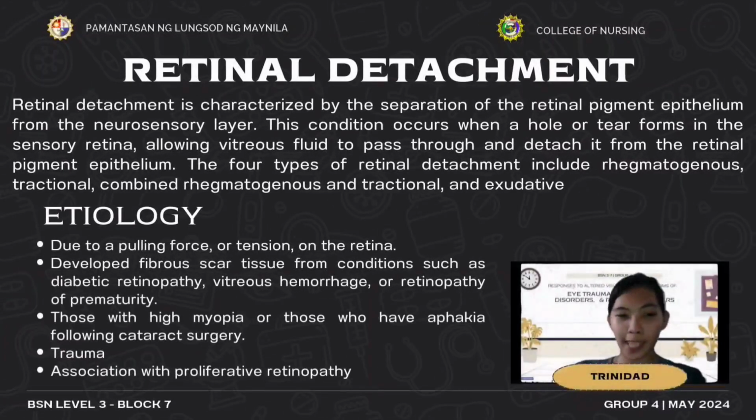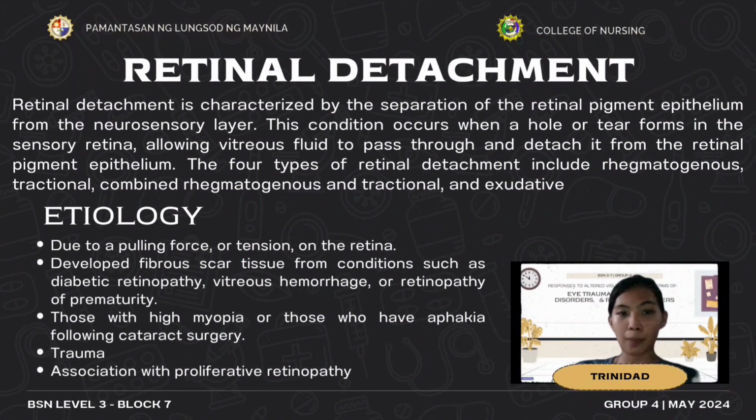Ayan, so for the retinal detachment, it is characterized by the separation of the retinal pigment epithelium from the neurosensory layer. The four types of retinal detachment include rhegmatogenous, tractional, combined rhegmatogenous and tractional, and exudative. Rhegmatogenous retinal detachment is the most prevalent form. This condition occurs when a hole or a tear forms in the sensory retina, allowing vitreous fluid to pass through and detach it from the retinal pigment epithelium.